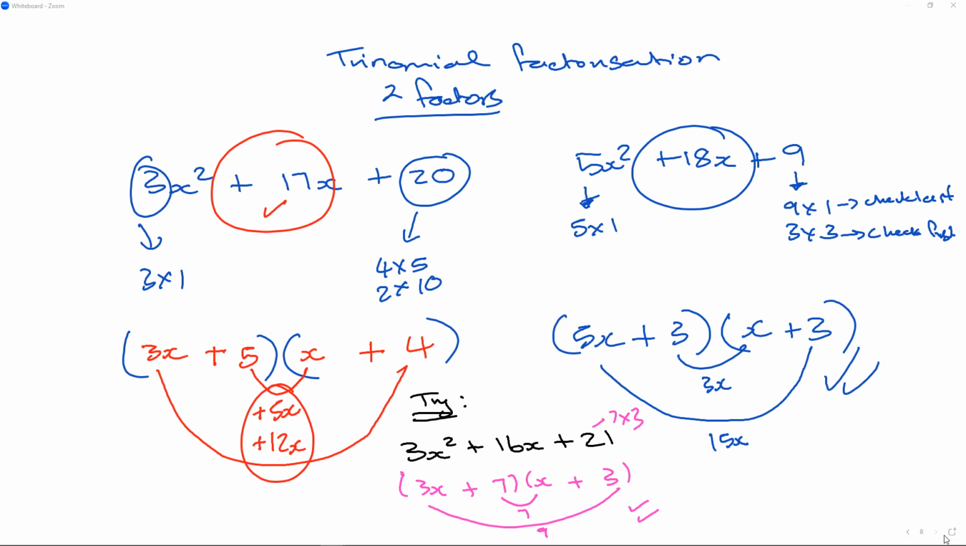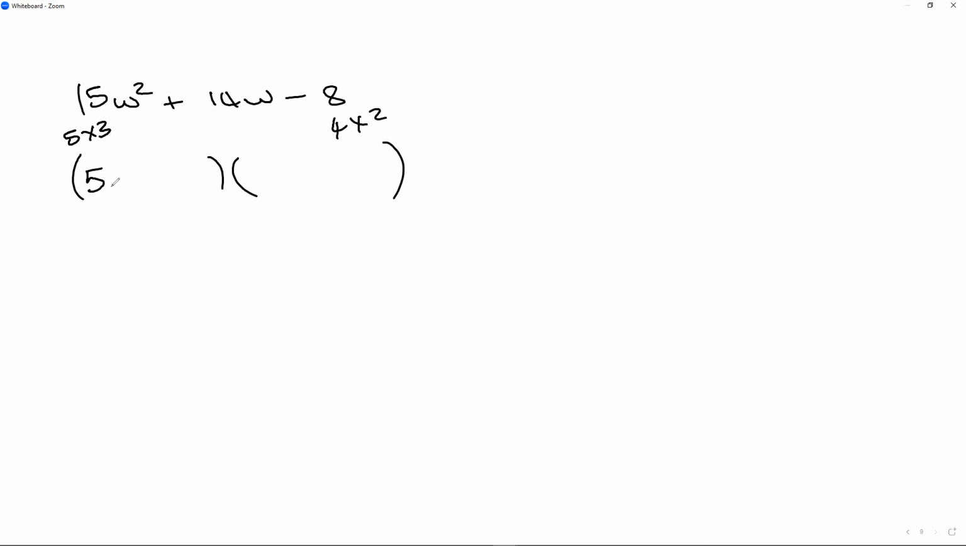Okay, let's go to the next one. The next one is a continuation of that. So let's suppose I've got 15w squared plus 14w minus 8. Over here now, I'm going to choose 5 times 3 first, and I'm going to choose 4 times 2 first, and see if it works, okay? But I'm also testing it. It's a test, it's a trial and error, right?